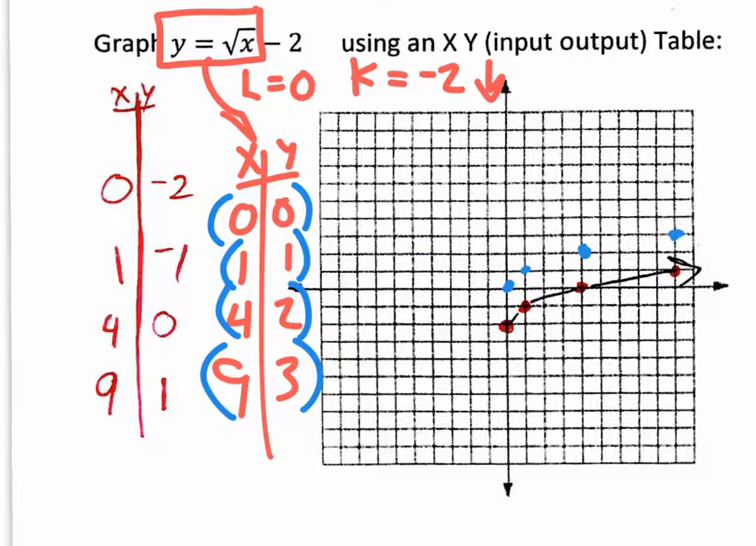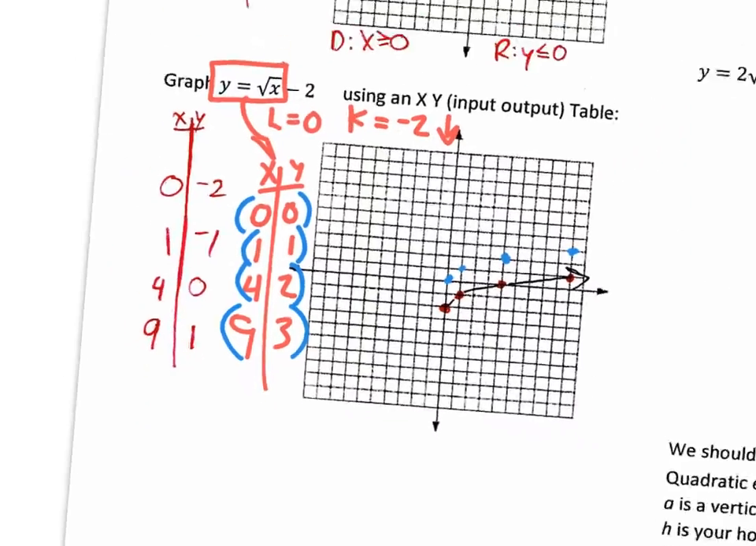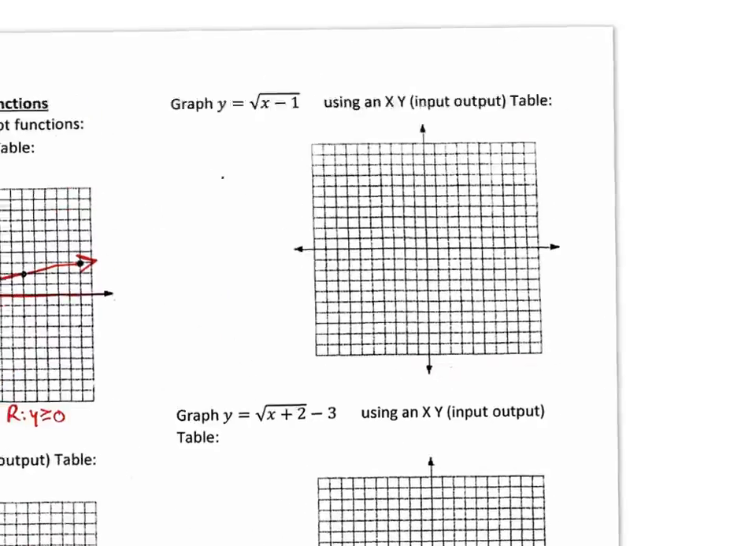So the easier way, what I recommend you to do, is to graph ignoring h and k. First identify h and k, and then ignore h and k. Pretend that they're not there. Get your coordinates, plot your coordinates, and then shift them according to h and k. So these blue dots go down 2 units, down 2 units, down 2 units, down 2 units, and that's how you get the final graph. That's the easiest way to approach it. So let's move on to this one up here.